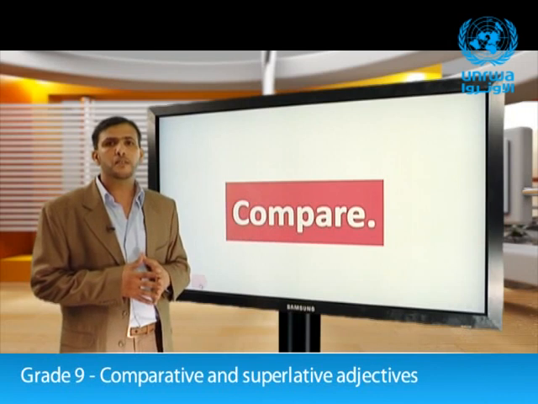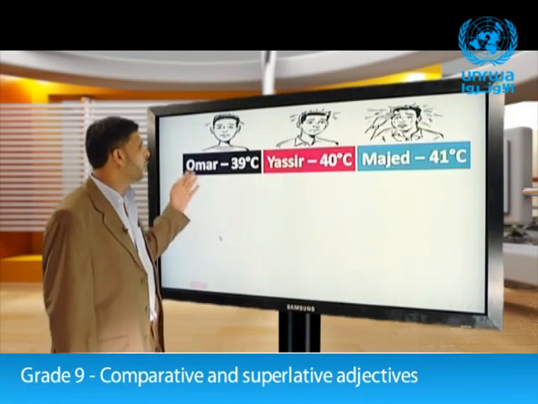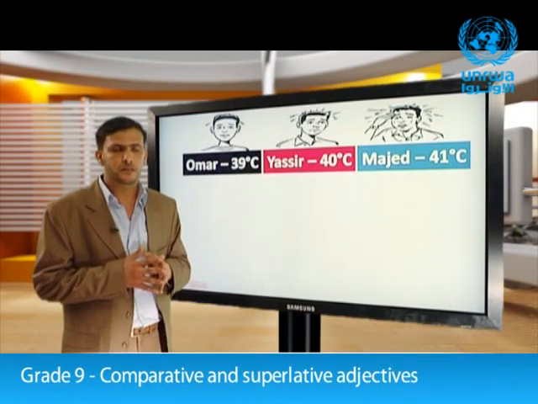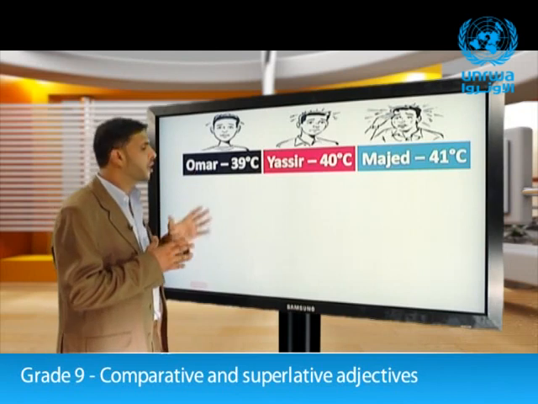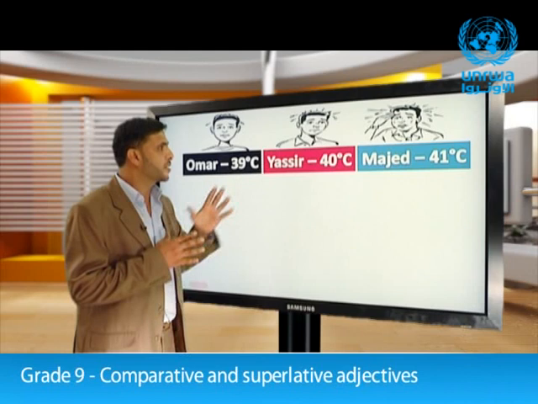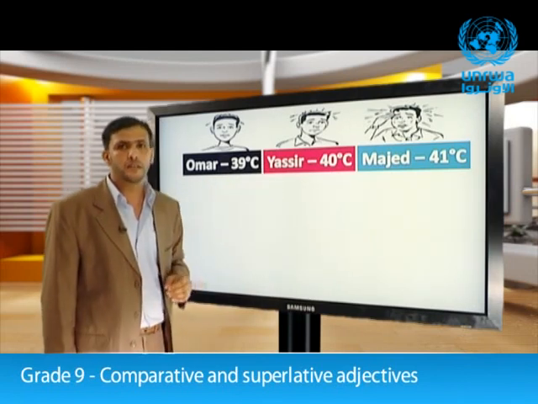Now, dear students, let's do this activity by comparing between the three boys, Omar, Yasser, and Majid. They have high temperatures. This one has 39 centigrade temperature, and that one, Yasser, has 40 centigrade, and Majid 41 centigrade temperature.